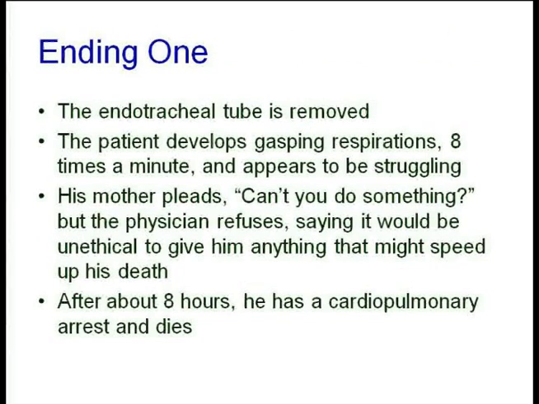So ending number 1, the endotracheal tube is removed. The patient develops gasping respirations 8 times a minute and appears to be struggling. His mother pleads, "Can't you do something?" But the physician refuses, saying it would be unethical to give him anything that might speed up his death. Speeding up death is euthanasia, after all. That's illegal. And after about 8 hours, he has a cardiopulmonary arrest and dies.